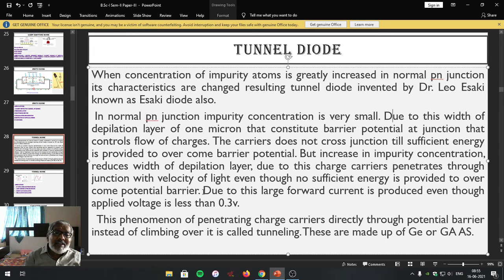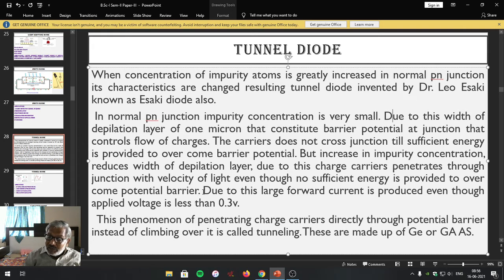They directly penetrate the junction with the velocity of light, without sufficient energy being necessarily provided to overcome that particular potential barrier. Even without applying an external power supply, without providing the additional energy to overcome the potential barrier, the charge carriers will now directly penetrate through the p-n junction.